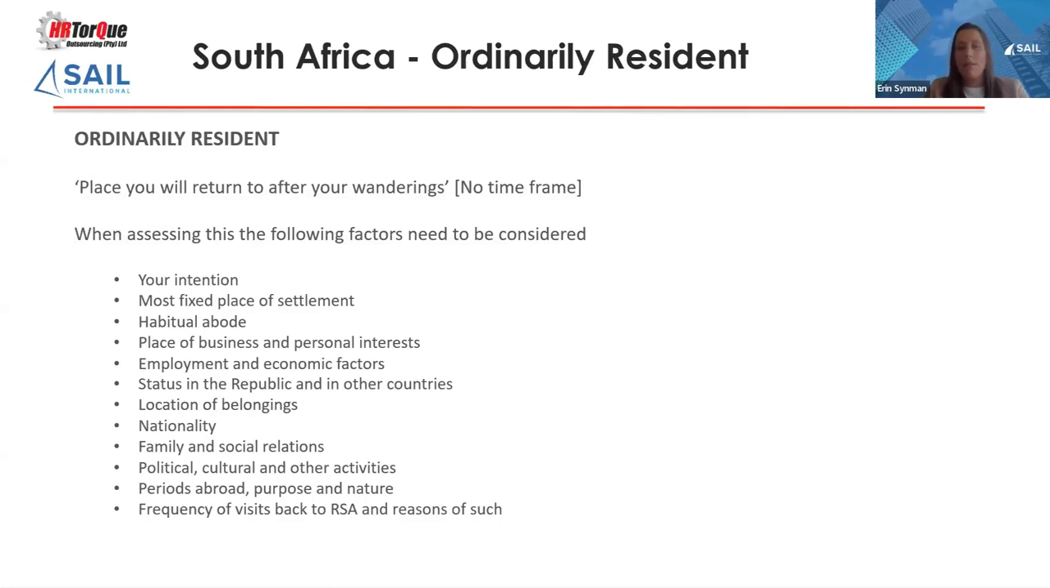Now, whilst there's no definition in place of what ordinarily resident is defined as, case law as well as SARS's interpretation notes indicate that it is the place you will return to after your wanderings, and there's no time frame that stipulates that. So if you have gone abroad, whether you're there for 2, 3, 5, 10 years, if SARS identifies that your intent is to return to South Africa, then they will deem you to be a South African tax resident. Now, the below list, whilst it's not exhaustive, are just guidelines of what SARS would look at.